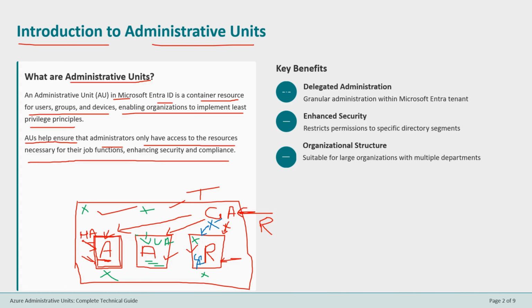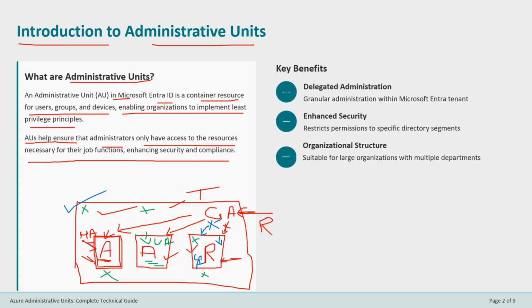Then this GA will be able to manage only the users who are added to this administrative unit. Apart from this, this GA can't edit anything else. So this is the basic diagram, or basic understanding, of the administrative unit. Hope this diagram helps you out. When we go for a lab, we will be able to understand what an administrative unit is there also.